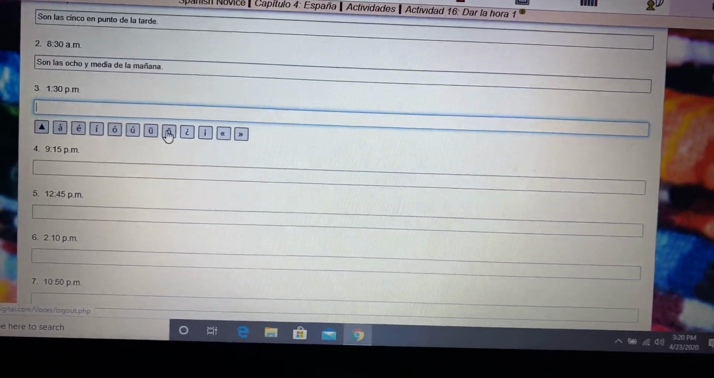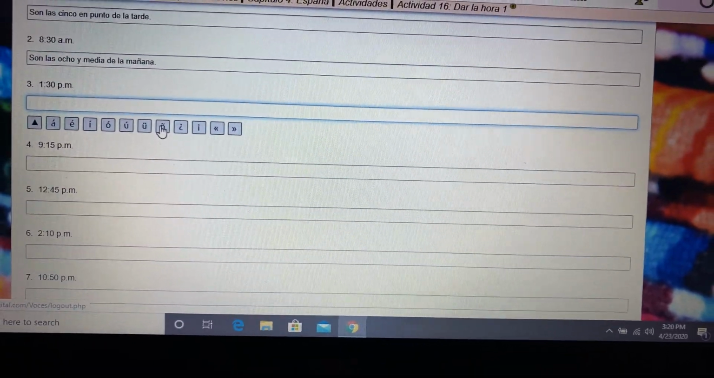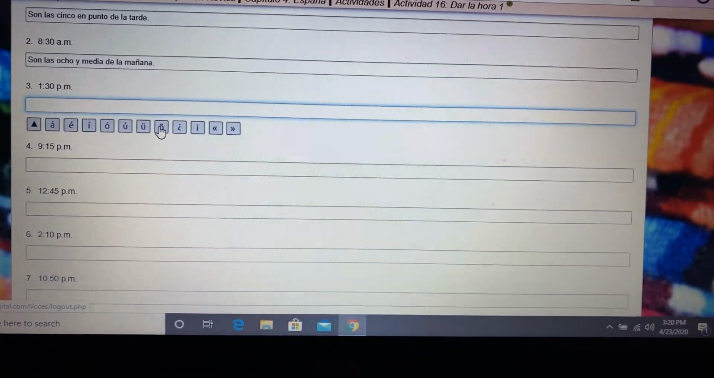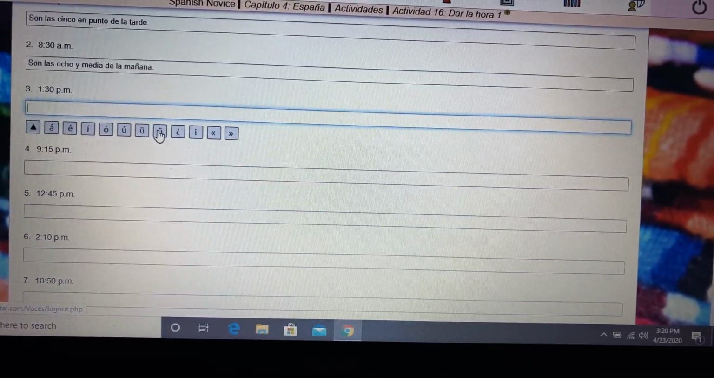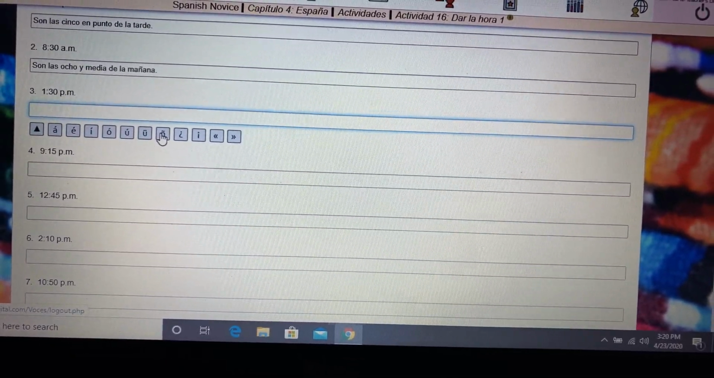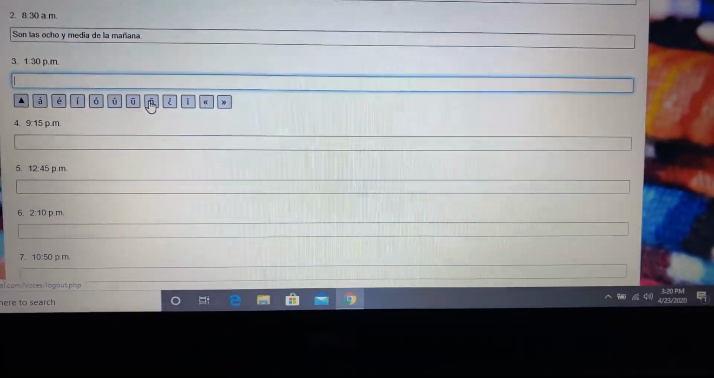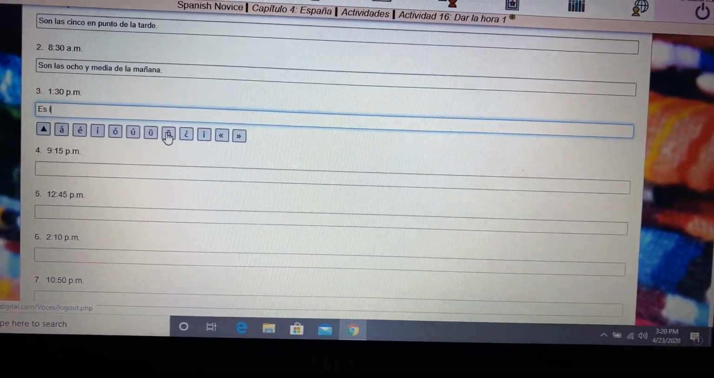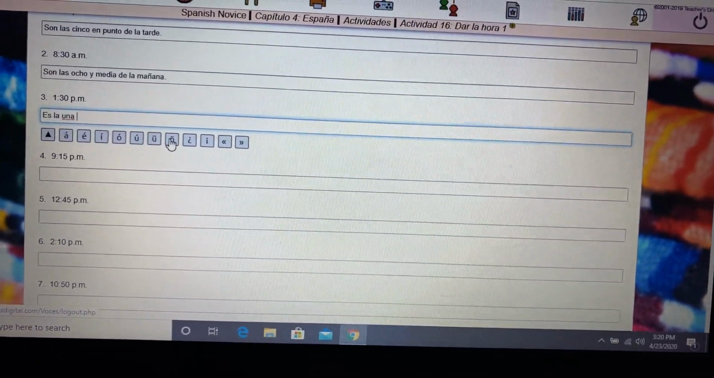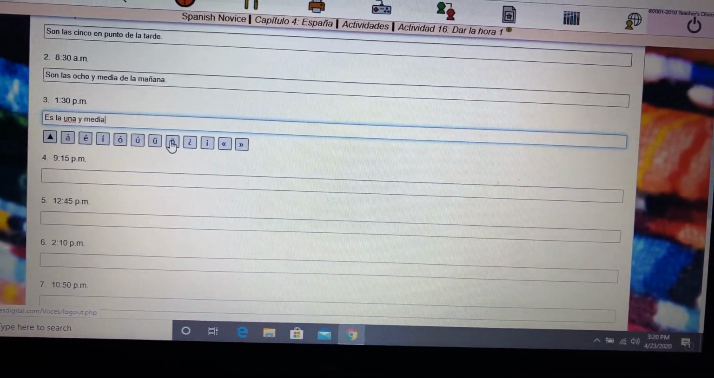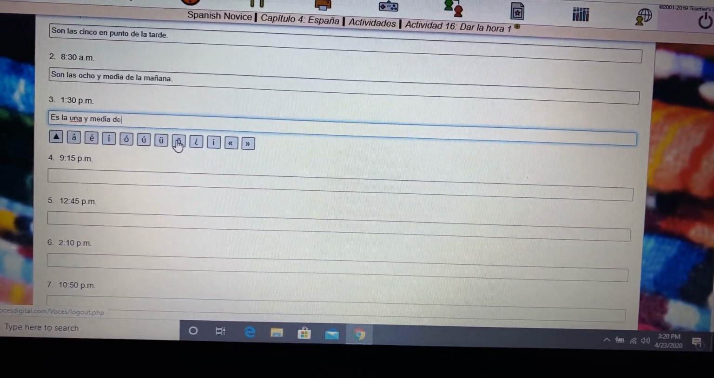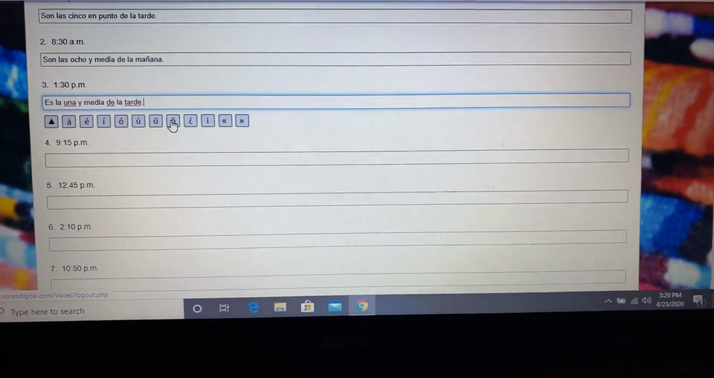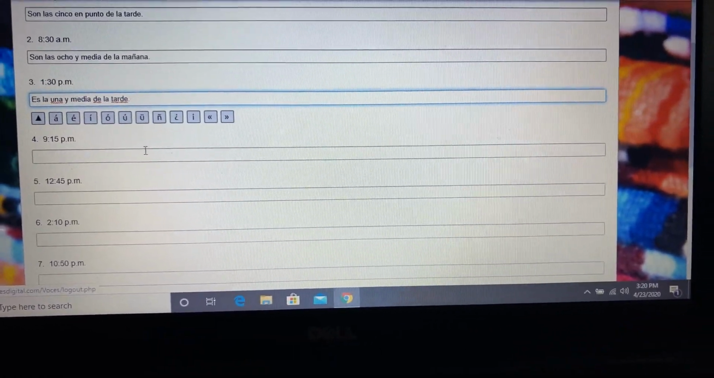For number 3, 1:30 p.m. Again, we're at the 30, so we're going to use the word media instead of the number 30. But when we have 1 o'clock, everything needs to agree in gender and number. So since we're using 1 and the minutes aren't more than 31, we're going to use es la una y media, 1:30, and it's in the afternoon, so that would be de la tarde, period.